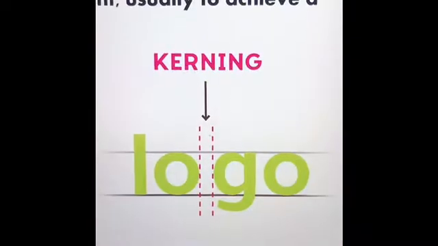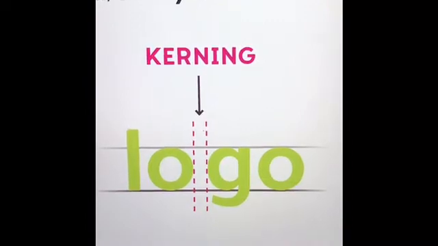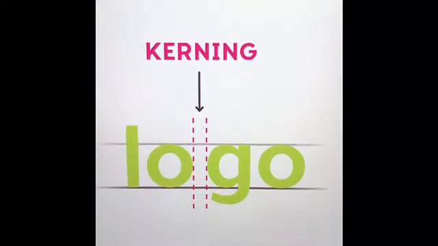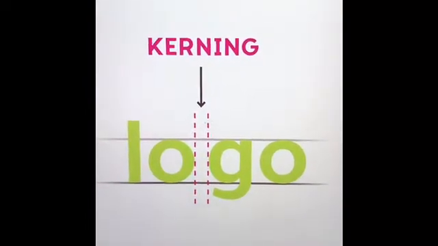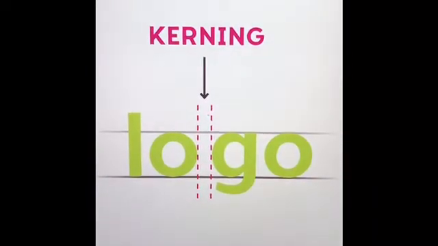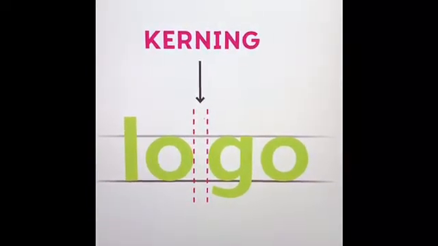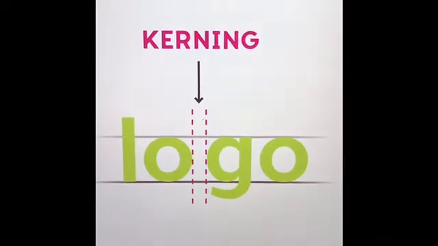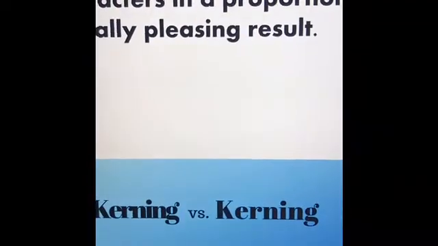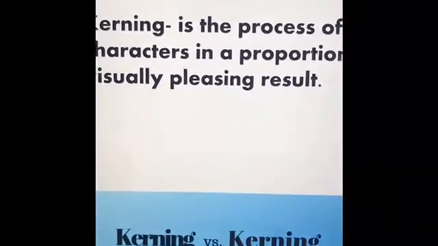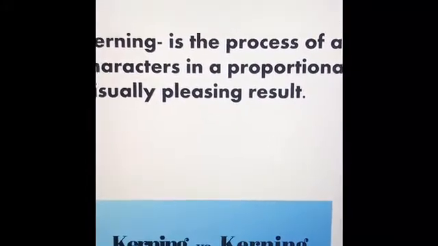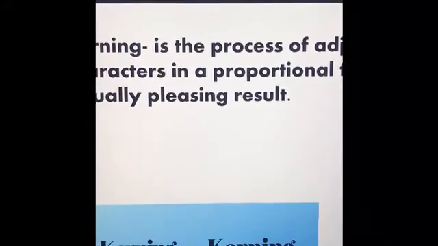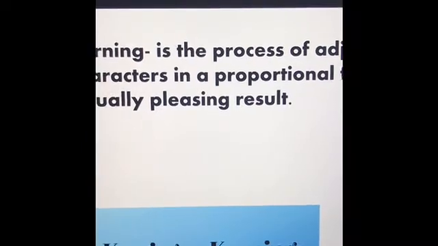Kerning is the process of adjusting the space between characters in a proportional font, usually to achieve a visually pleasing result. If you look at the word logo there's a weird space between them, and so what you have to do is hit shift. So here we have kerning versus kerning. The first one is not kerned, the second one is. They use a space bar to separate those two awkward letters, the merging of the R and the N together.